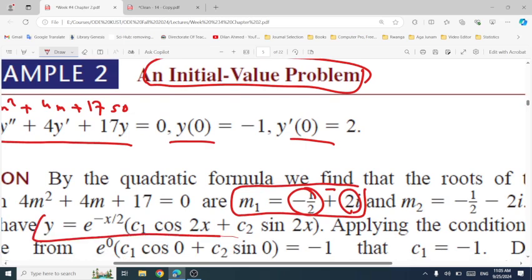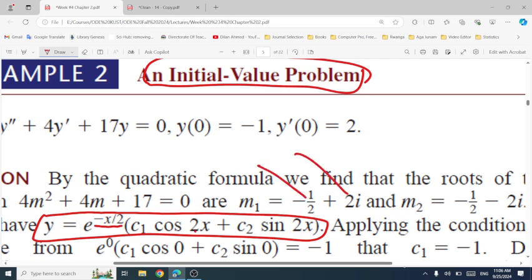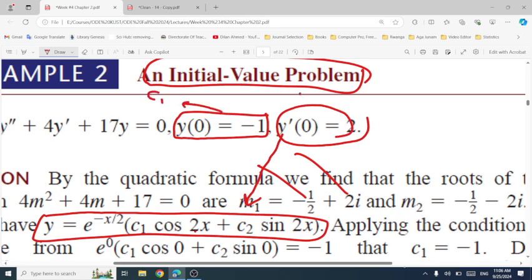That one is easy for you. Can you imagine the solution, guys? Y equals e to power minus alpha x, C1 cosine beta x plus C2 sine beta x. Good. Now, it's time to get C1 and C2. So, we need to take a derivative of here to get C2. First, we will find C1, then derivative, then C2. You got it, guys? That's it.